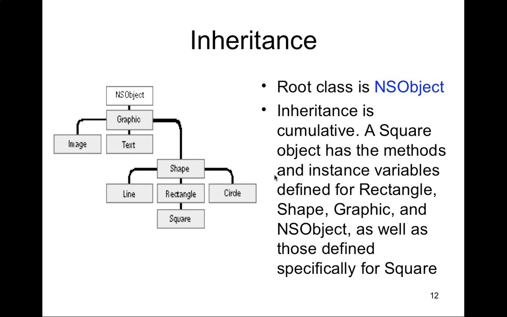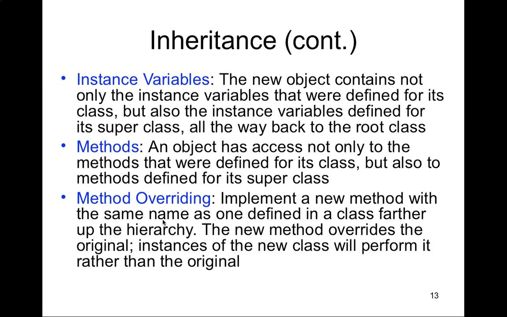levels of the hierarchy. So in here, this is a cumulative, so a square object down here has the methods of the instance variables defined for a rectangle, graphic, shape, and NSObject, as well as those defined for square. So same as Java, actually. We saw the same thing. We have instance variables. Those were the ones in the date class. I said integer, day, month, and year. Those were called instance variables. Each instance of the object has a separate set of variables.